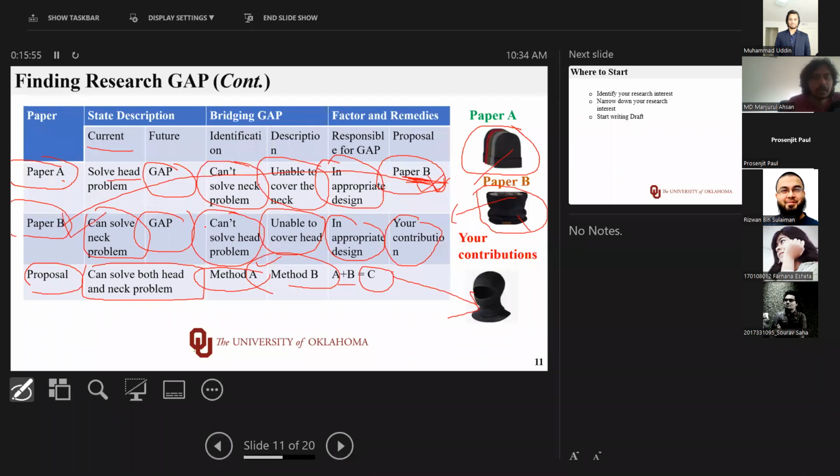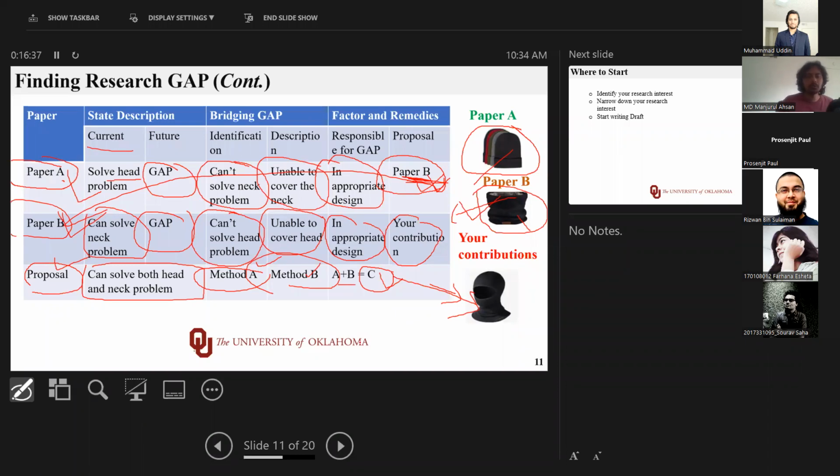When paper B proposed method B and created this design, it was also fixing a problem and having an answer, so this is also research. And what you did is you just combined method A and method B, and you created method C, which also solves the problem. This is also research. If method A and method B can be used to solve a problem of C, then this is definitely research. So that's how you think about the research gap.